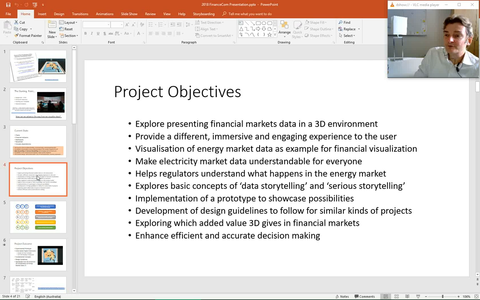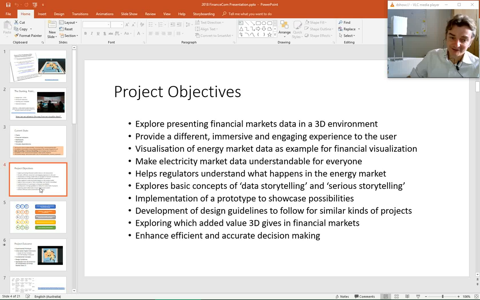And basically, one of our goals was also to make market data understandable for everyone, so not only for the professionals in trading, so we wanted to develop a prototype which should be understandable by a regular user. And on the other hand, it should help regulators, for example, to understand the current market situation, for example, to find out if there has been some insider trading going on and all these things. And as already mentioned, we wanted to explore basic concepts of data storytelling and serious storytelling. And basically, our goal was to develop a prototype to showcase all these possibilities.